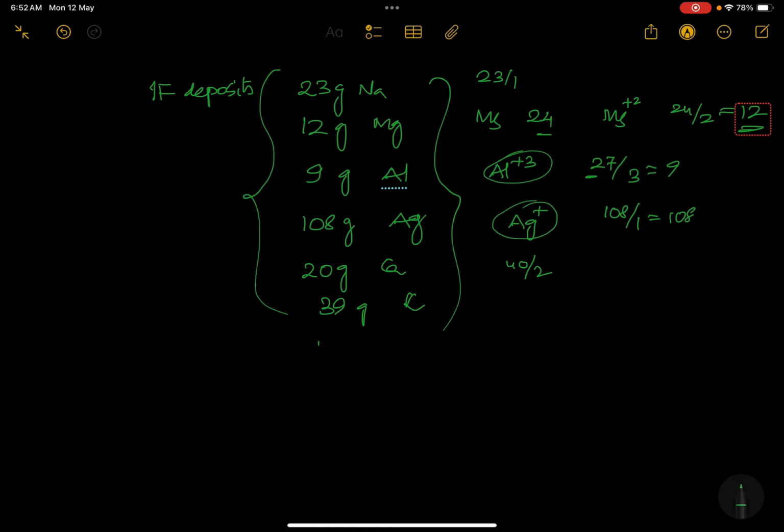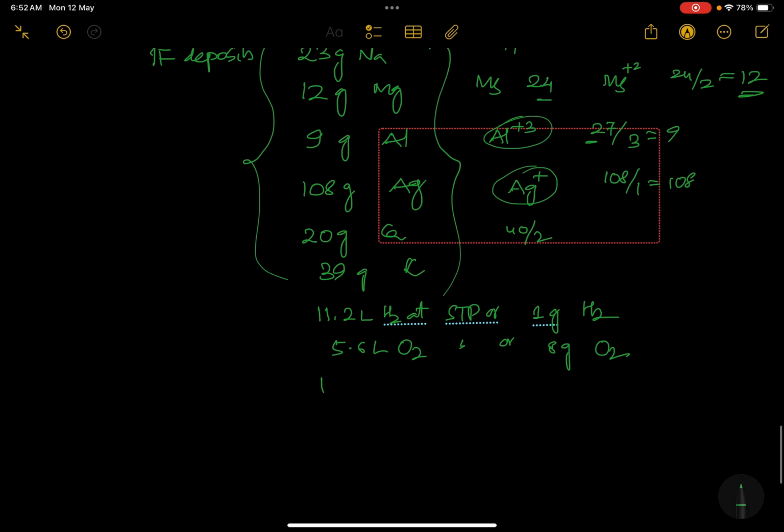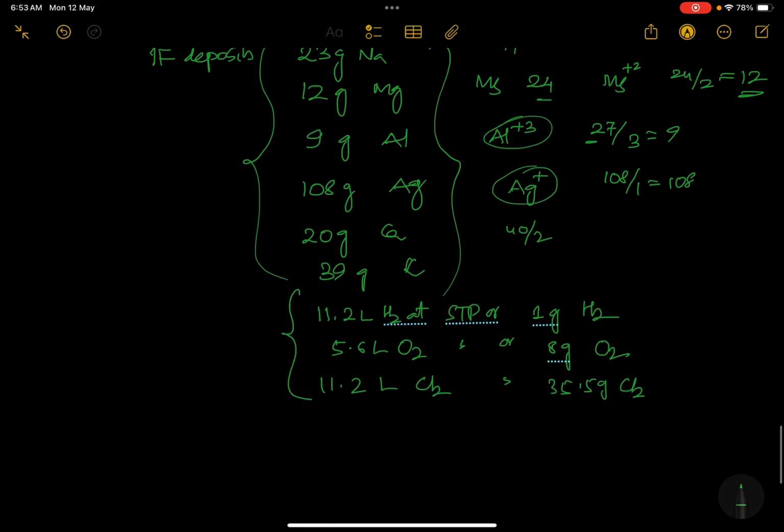And the interesting point is 11.2 liters of hydrogen at STP, or 1 gram. Hydrogen's equivalent mass is 1 gram. 5.6 liters of oxygen at STP, or 8 grams of oxygen. 11.2 liters of chlorine at STP, or 35.5 grams of chlorine. These are also deposited by 1 Faraday. 1 Faraday can deposit 11.2 liters of hydrogen, 11.2 liters of chlorine or 5.6 liters of oxygen. This is the first law.